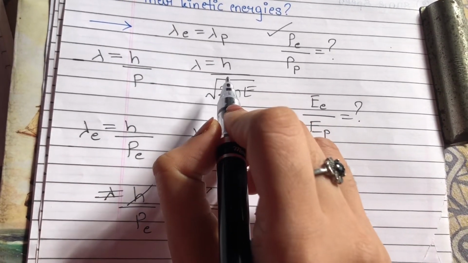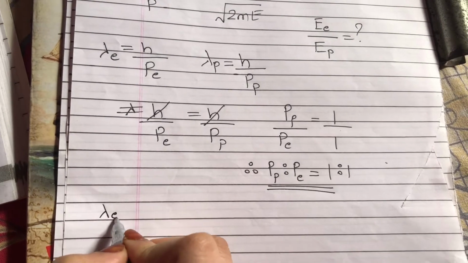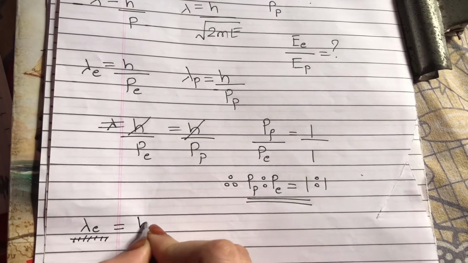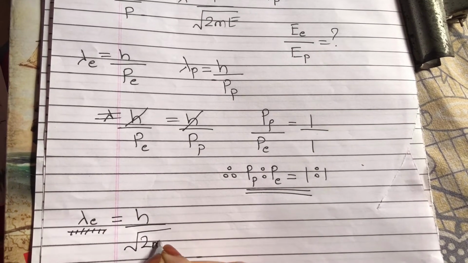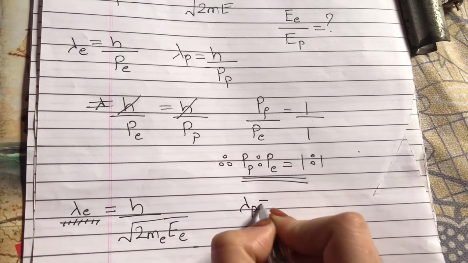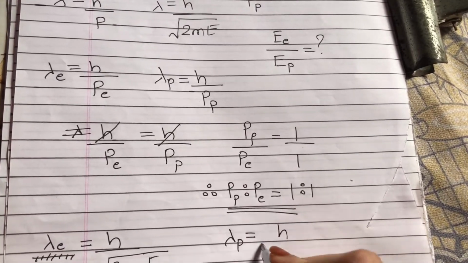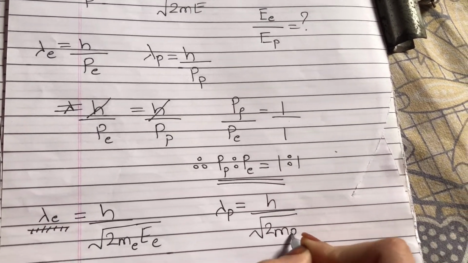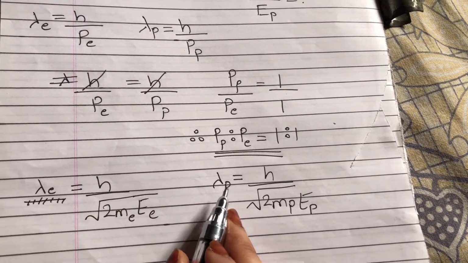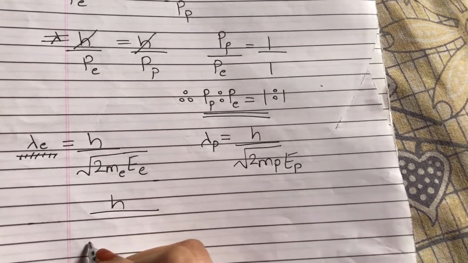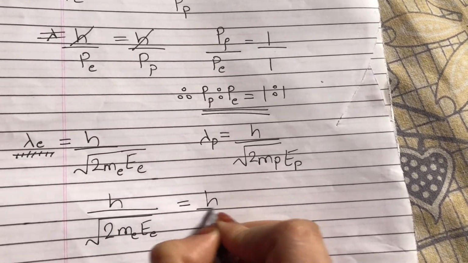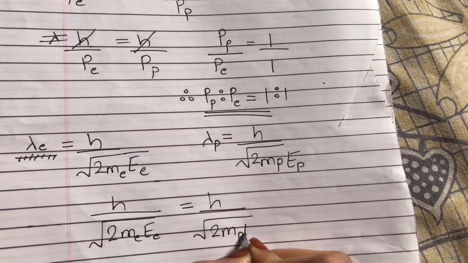For kinetic energy we'll be using this formula. Lambda E will be equal to h upon square root of 2 times mass of electron times kinetic energy of electron. For proton, the de Broglie wavelength is h upon square root of 2 times mass of proton times kinetic energy of proton. Now the de Broglie wavelengths for electron and proton are equal, so I'll write the right hand side is also equal, h upon square root of 2 mp Ep.